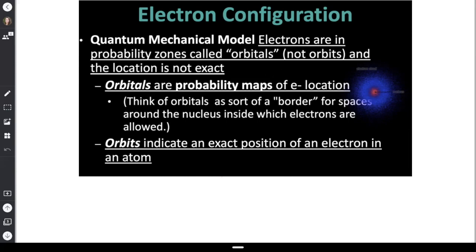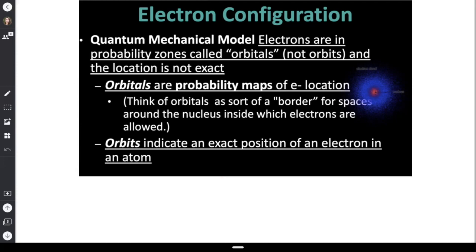And their location is not exact. So think of it kind of like a border zone, all right? And you say somewhere within this zone, you will find electrons. We say their location is not exact, and why do you think that might be? Well, let's think about the speed of an electron. It's super, super fast, right? It's also really, really small.